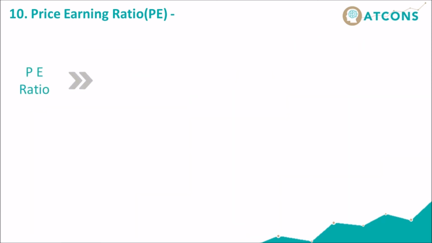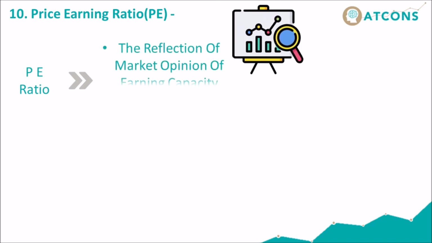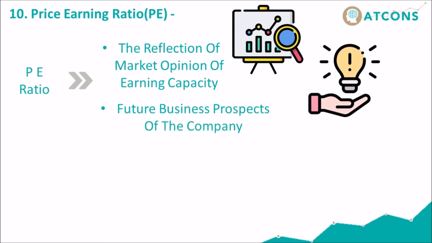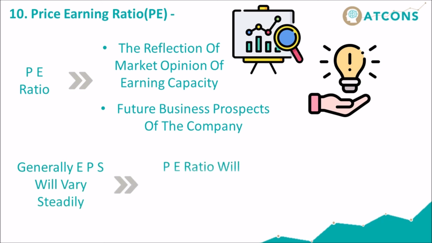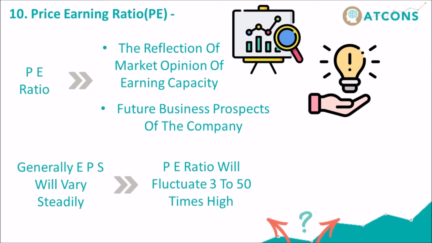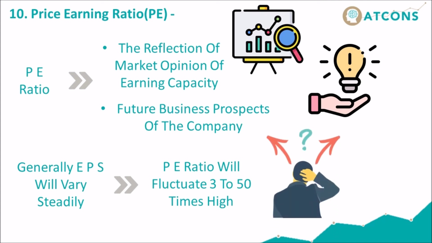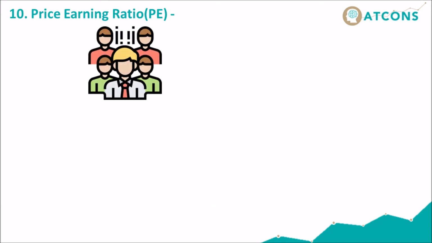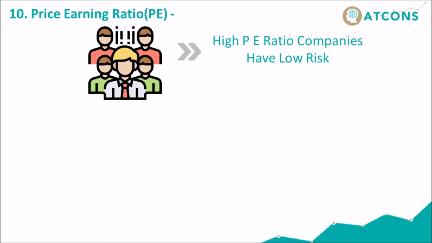PE ratio is the reflection of market opinion of the earning capacity and future business prospects of the company. Generally, EPS will vary steadily, but PE ratio will fluctuate from 3 to 50 times, which often creates confusion for investors. There is an opinion in the investor community that high PE ratio companies have low risk. We cannot fully rely on that.